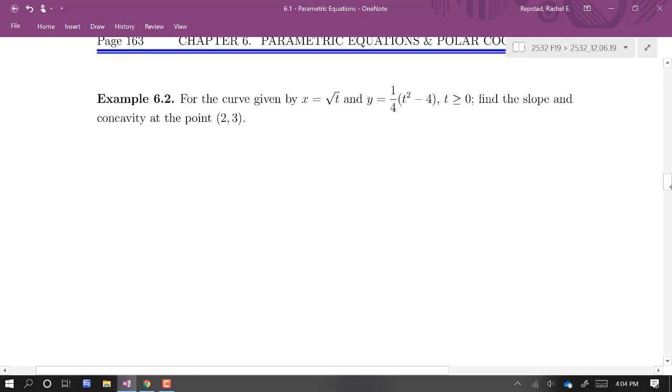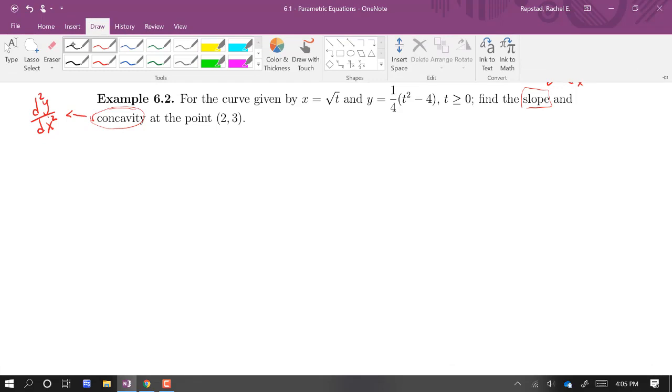So here they've given us a curve defined by these two parametric equations where t is greater than 0. We want to find the slope and the concavity at the point (2, 3). So we know that if we want the slope, we're going to find dy/dx. And to find concavity, it's been a little while since we've done this because this was a Calc 1 thing that we did when we were doing curve sketching, but concavity we get by finding the second derivative of y with respect to x. So we're going to find these and then evaluate them at that point, (2, 3).